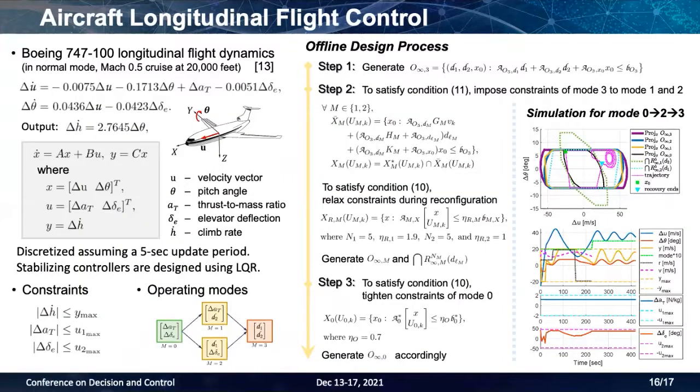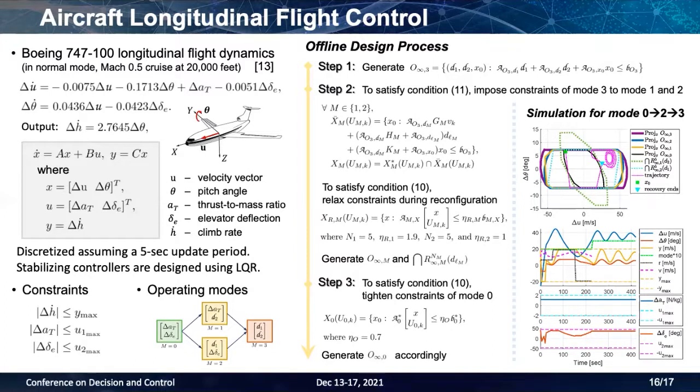Finally, let's apply our methods to a numerical example considering the longitudinal flight control of a Boeing 747. The dynamics, constraints and mode definitions are shown on the left. The aircraft is trying to track a given climb rate trajectory, while the thrust and elevator are subject to failures by getting stuck. The offline design begins from mode 3, where both actuators have failed, and ends with the normal mode, mode 0. The three mechanisms to tighten or relax constraints are used to satisfy the reconfiguration conditions.